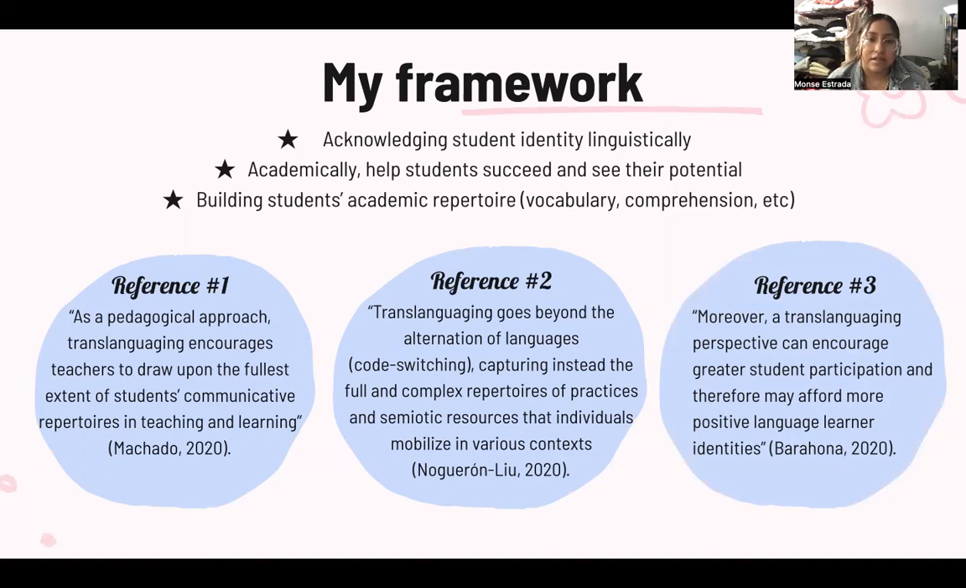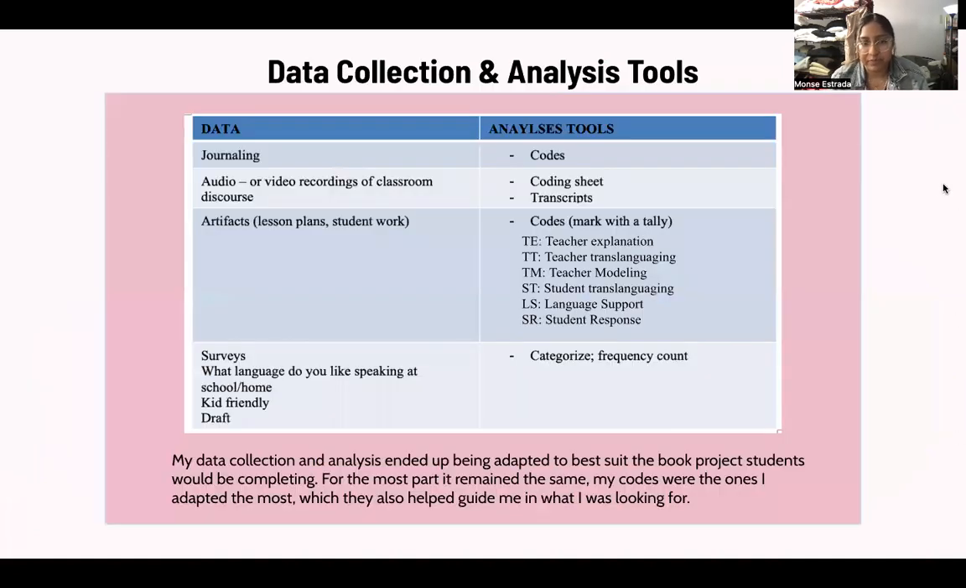And overall, just as these references mention, translanguaging goes beyond the alternation of languages. It captures instead the full and complex repertoires of practices that individuals have. And let's explore that even more.